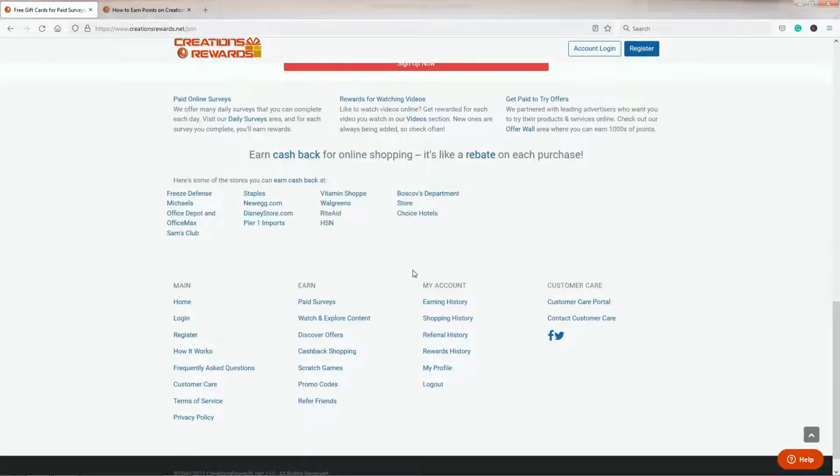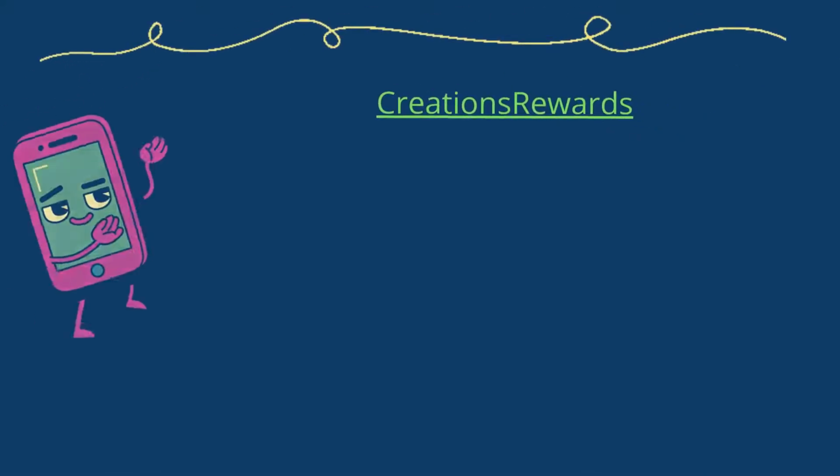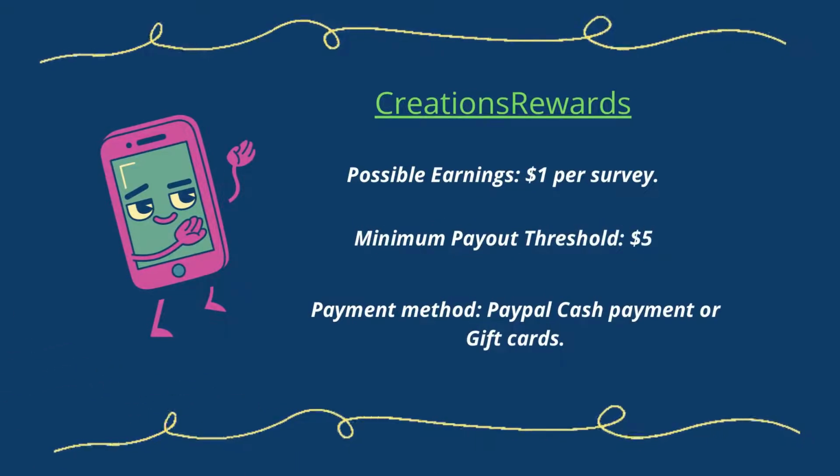It is available in Australia, Canada, the United States, and the United Kingdom. It is available as a website as well as a mobile app. Possible earnings: $1 per survey. Minimum payout threshold: $5. Payment method: PayPal cash payment or gift cards.